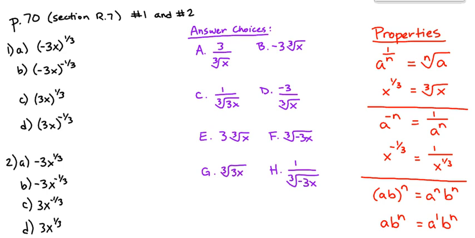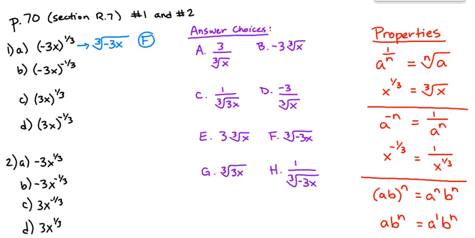Okay, so using those properties, let's match our expressions. Let's simplify each one and find its match. Okay, with number 1a, we see that we have a 1/3 exponent. We can change that to a radical, a root. That would be the cube root of negative 3x. And let's check our answer choices, and that is F.